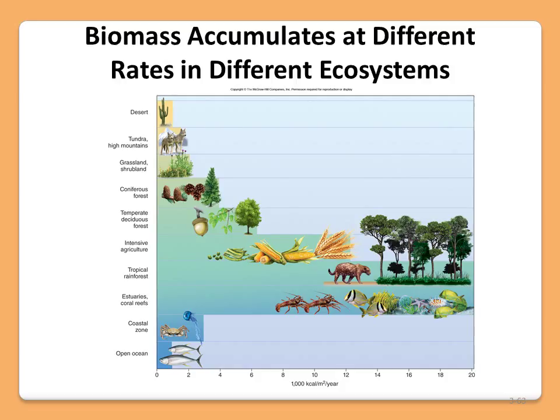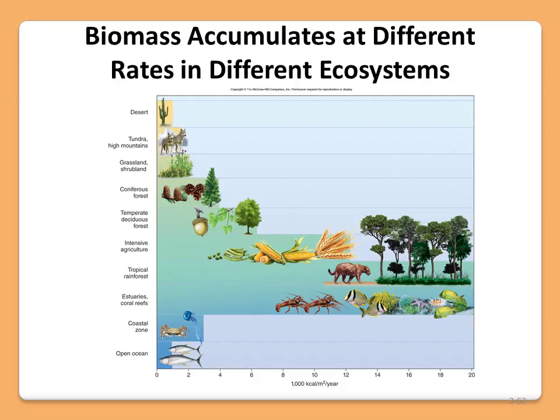Here's a look at how much biomass there is, or if you were to just take every living thing in a community and weigh it and see how heavy it was and how dense that area is with life. This chart shows us for each of these different biomes or ecosystems how much life is there.